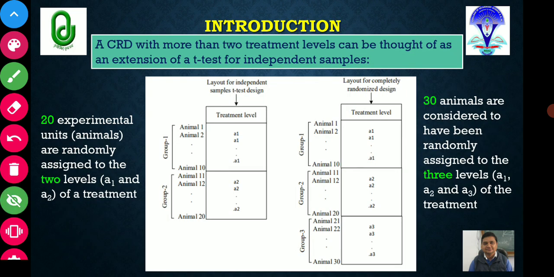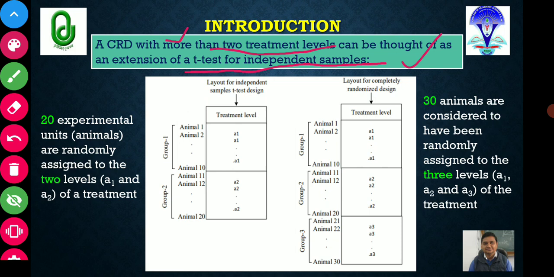So now here you can say a CRD with more than 2 treatment levels. If you are having more than 2 treatment levels, it can be thought of as an extension of the t-test of independent samples. So with this you have to remember the t-test for independent samples, where we were comparing two different means. Two different means were compared by t-test.